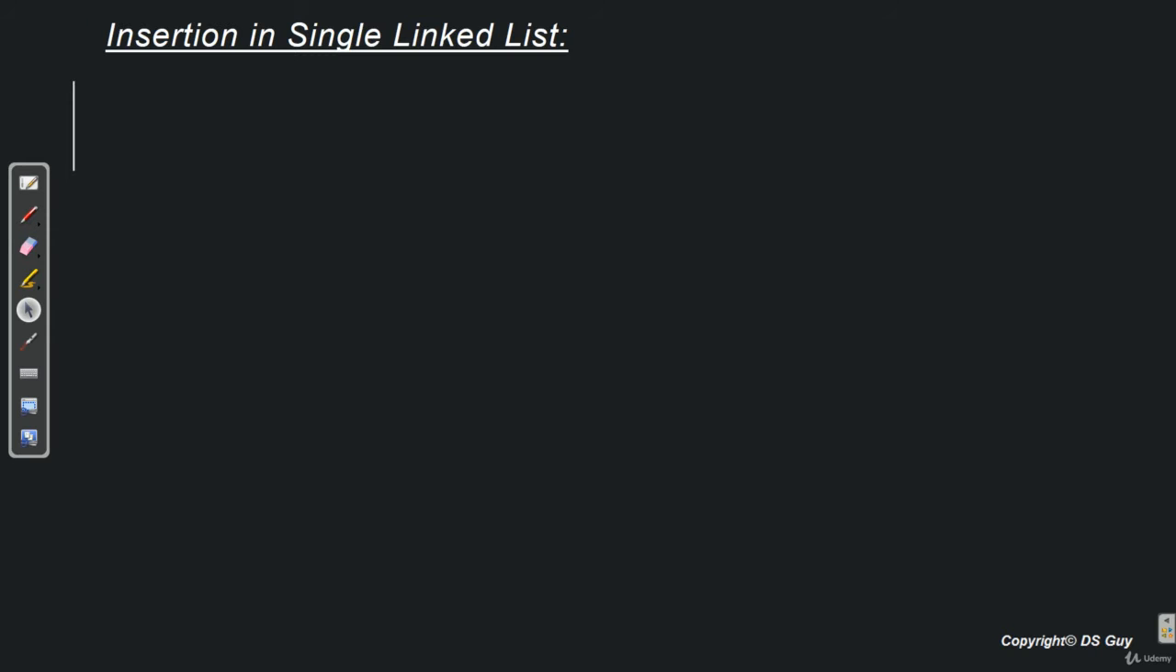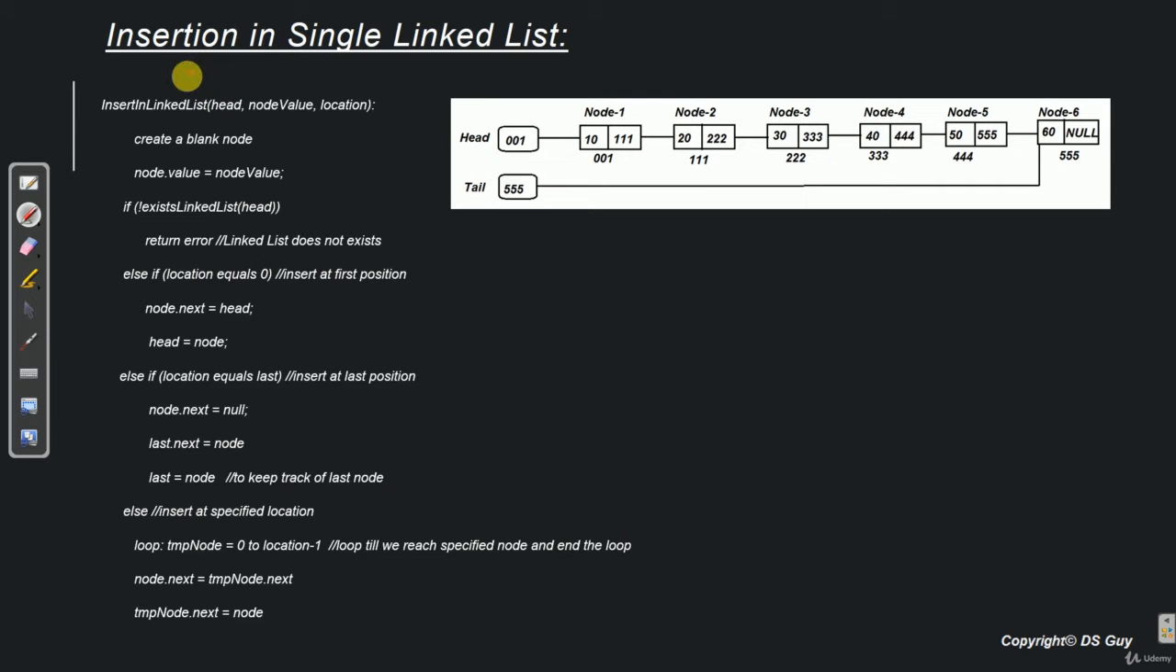Now in this video, let's see what the algorithm for insertion of a new node in a single linked list looks like. So the name of the method is insert in linked list. It takes as arguments the head reference, the node value that we want to insert in the new node, and the location where we want to insert the new node.